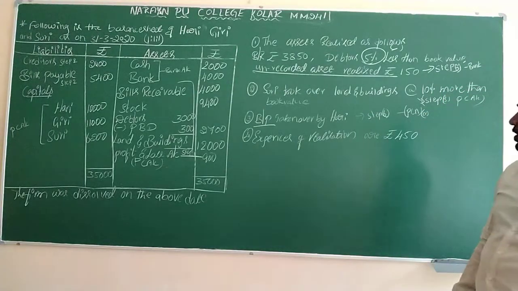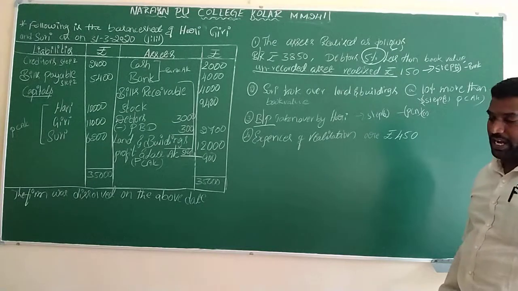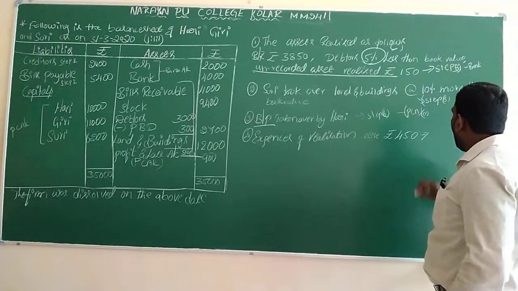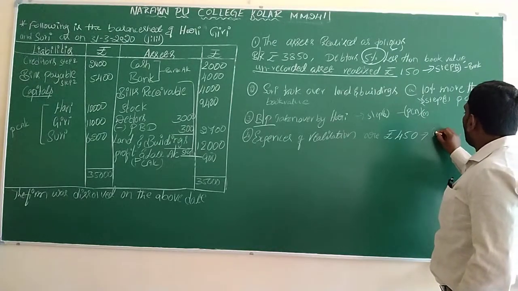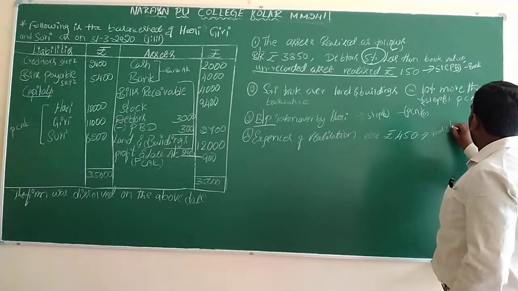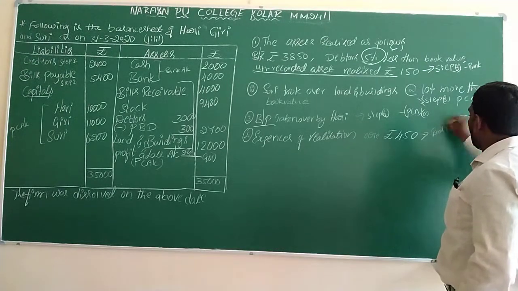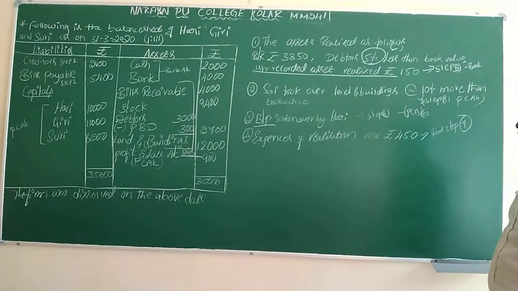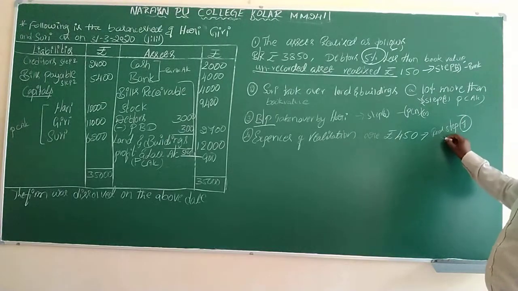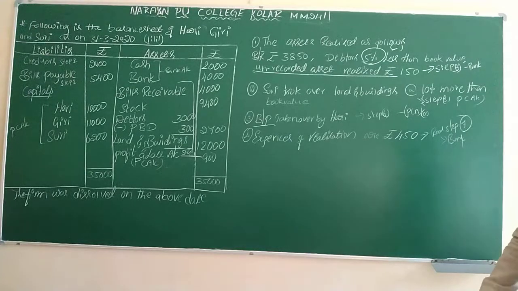Expenses of realization are rupees 450. So this comes under the realization account. Realization expenses always come to step number 7, and it will come to the bank account. So each and every adjustment should be recorded two times as per the accounting criteria. Based on that only we have to move to the solution.